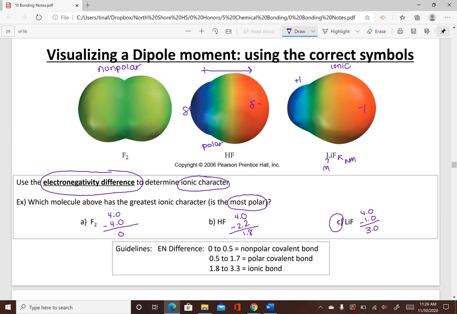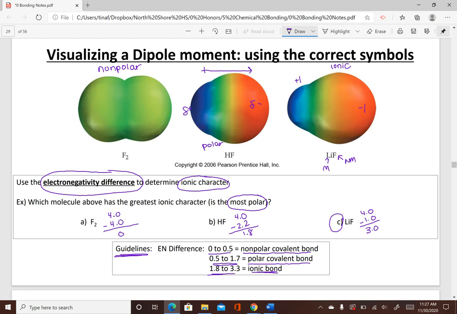Okay, so guys, in this box, there are some guidelines for you to go off of. If the difference is between 0 and 0.5, you can say that the bond is a non-polar covalent bond. So you can have two different nonmetals bond together. It doesn't have to be like two Fs. If the electronegativities are close enough, the electrons are still going to be shared equally. Between 0.5 and 1.7, we can call it a polar bond. Okay. And then 1.8 to 3.3 is an ionic bond.